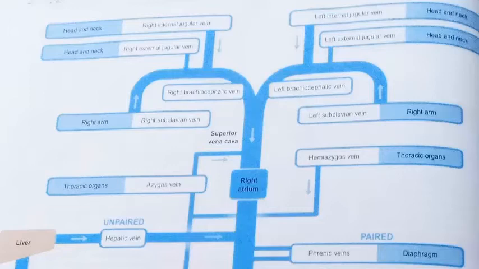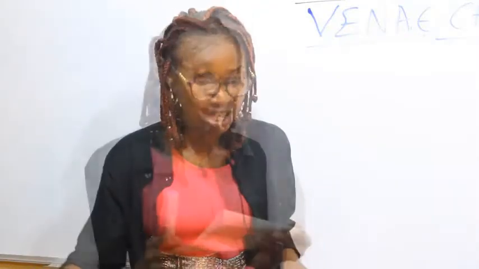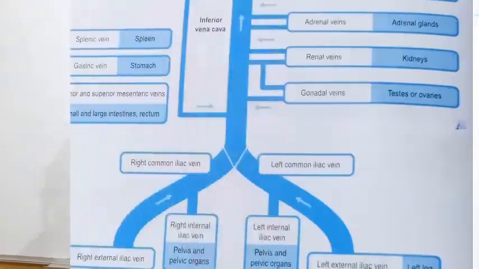We've actually looked at the superior vena cava, the main vessel there, which is the brachiocephalic vein, where we have branches, the subclavian and jugular veins. So let's look at the inferior vena cava and its major branches.